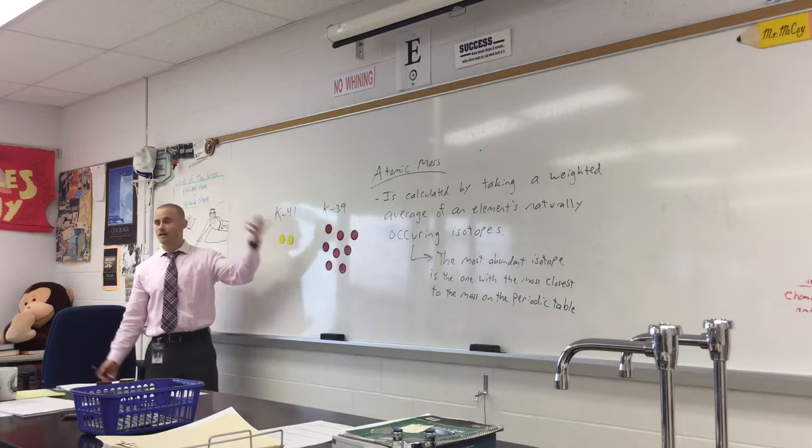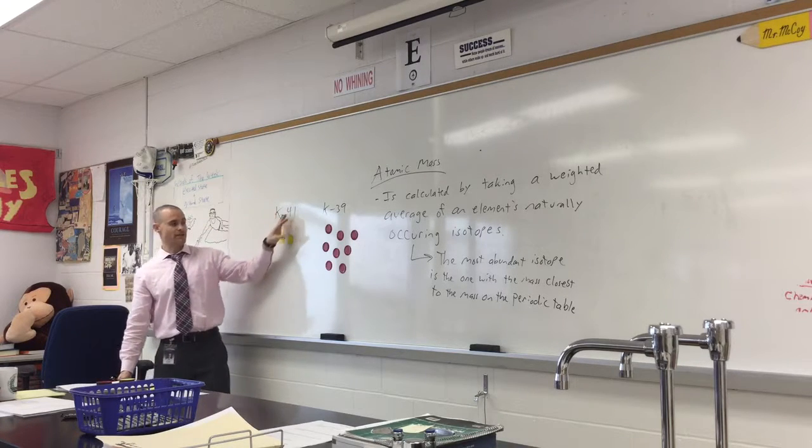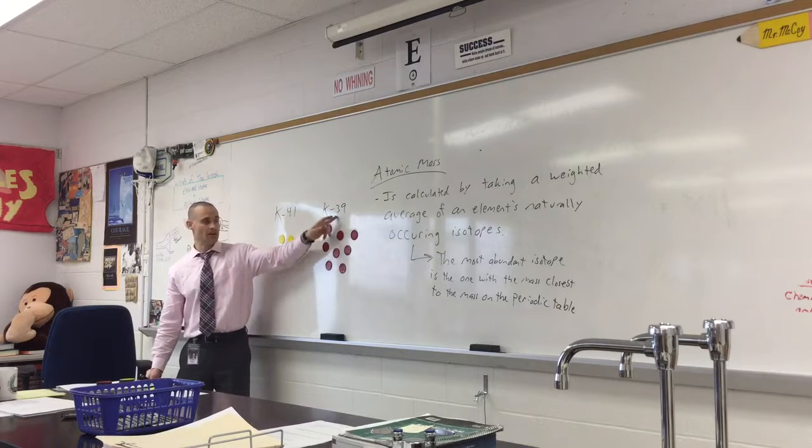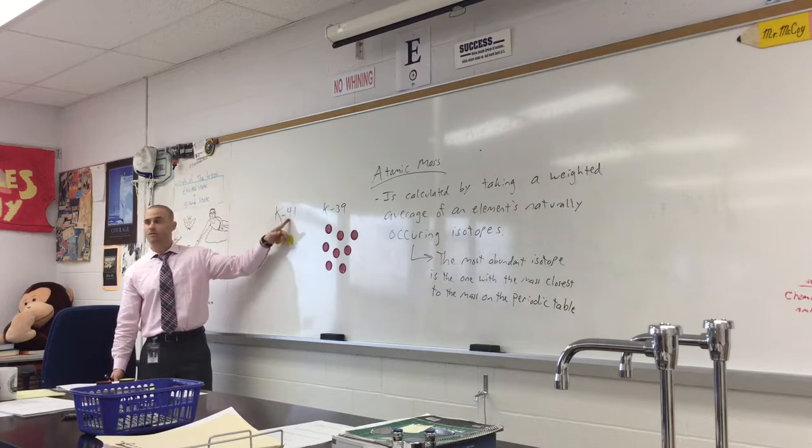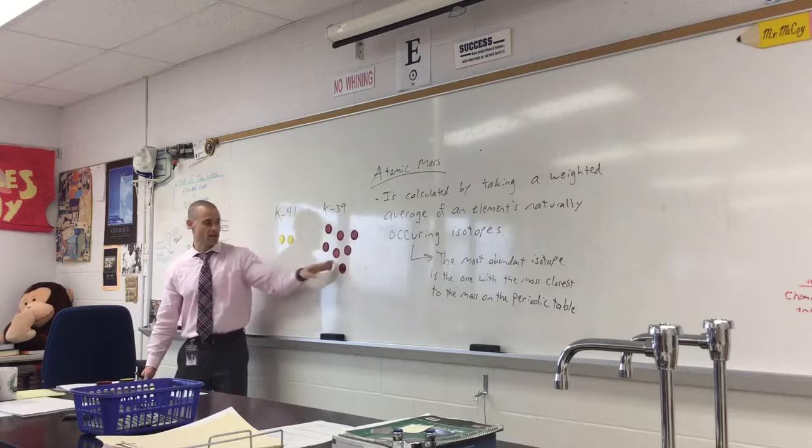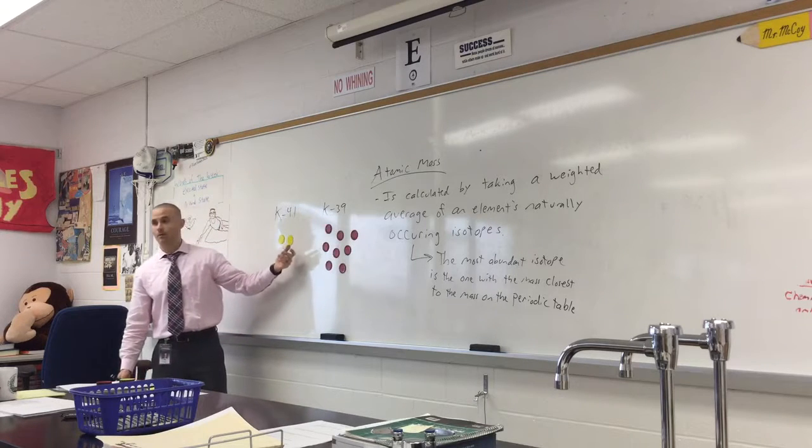That's why I use these magnets to help you visualize a little bit. Let's say you have 10 atoms. 8 of them would be this one, and then 2 would be this one. This is obviously more abundant because there's more atoms. That's why I put them up here.